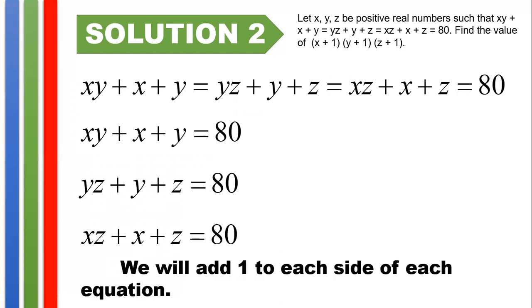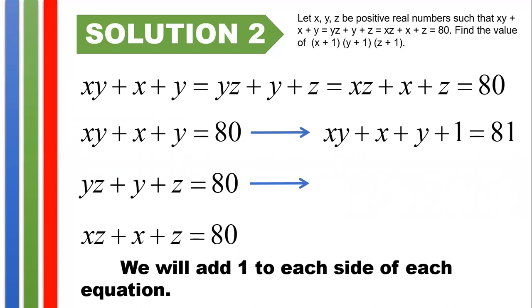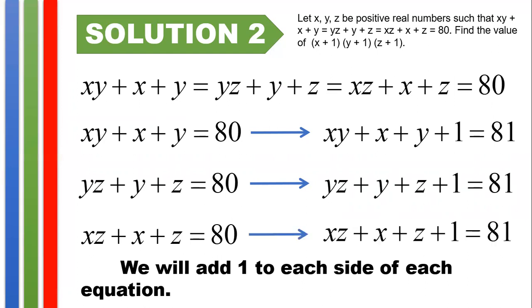The next thing we have to do is add 1 to both sides of our equations. You will know the reason later. So adding 1 to each side, we have xy plus x plus y plus 1 equals 80 plus 1, which is 81. The same thing was done with the second equation. We added 1 to both sides, so we have yz plus y plus z plus 1 equals 81. And for the third one, adding 1 to both sides, we have xz plus x plus z plus 1 equals 81.